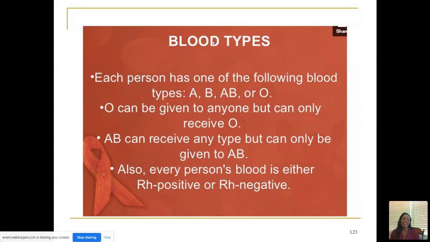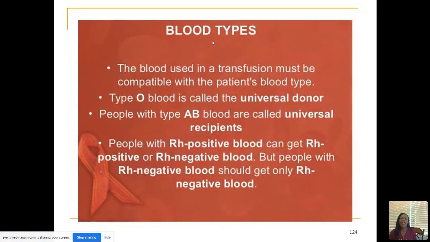Kudos. If you're O negative, yeah, not good for you. You can only get O negative, but you should donate. Okay, you should donate blood if you're O negative, because anybody and everybody can receive your blood. Okay, and you know that's because of the RH factor.